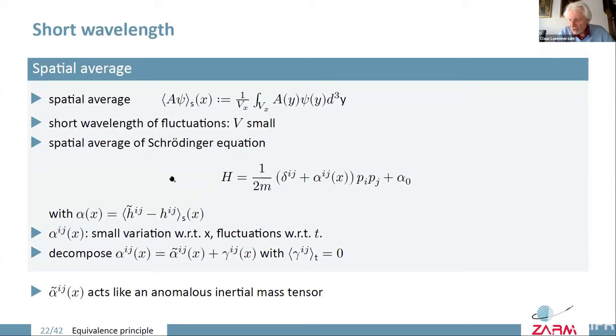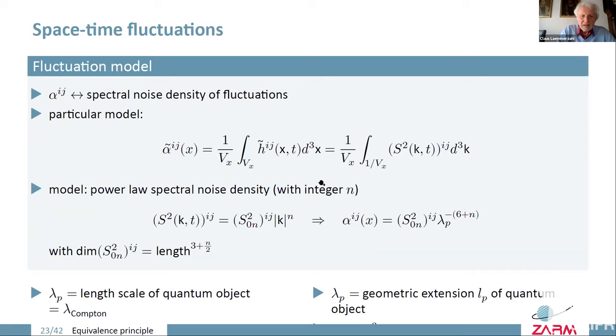We are now averaging. I don't know whether I should go into detail because time is running. So we have as next averaging this Hamilton equation or Schrödinger equation. This is the deviation from the Kronecker delta here. This alpha is just this quadratic part. And now we can decompose this alpha into a secular part and a part which vanishes in time averaging. And this acts as an anomalous inertial mass tensor. One can now introduce some spectral noise density for this, since this is related to the fluctuations. We can replace the fluctuations by the spectral noise density, make some power law ansatz, and then can derive how this alpha depends on the length scale of the quantum object.